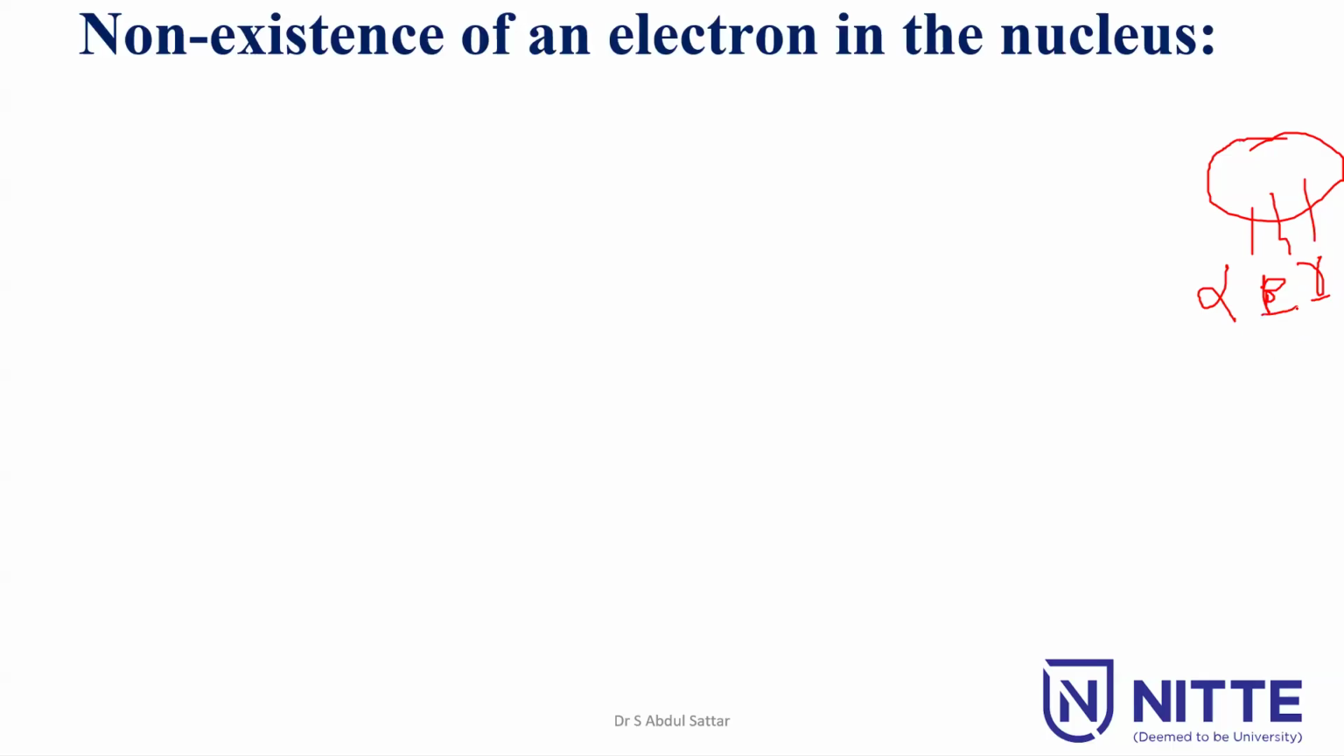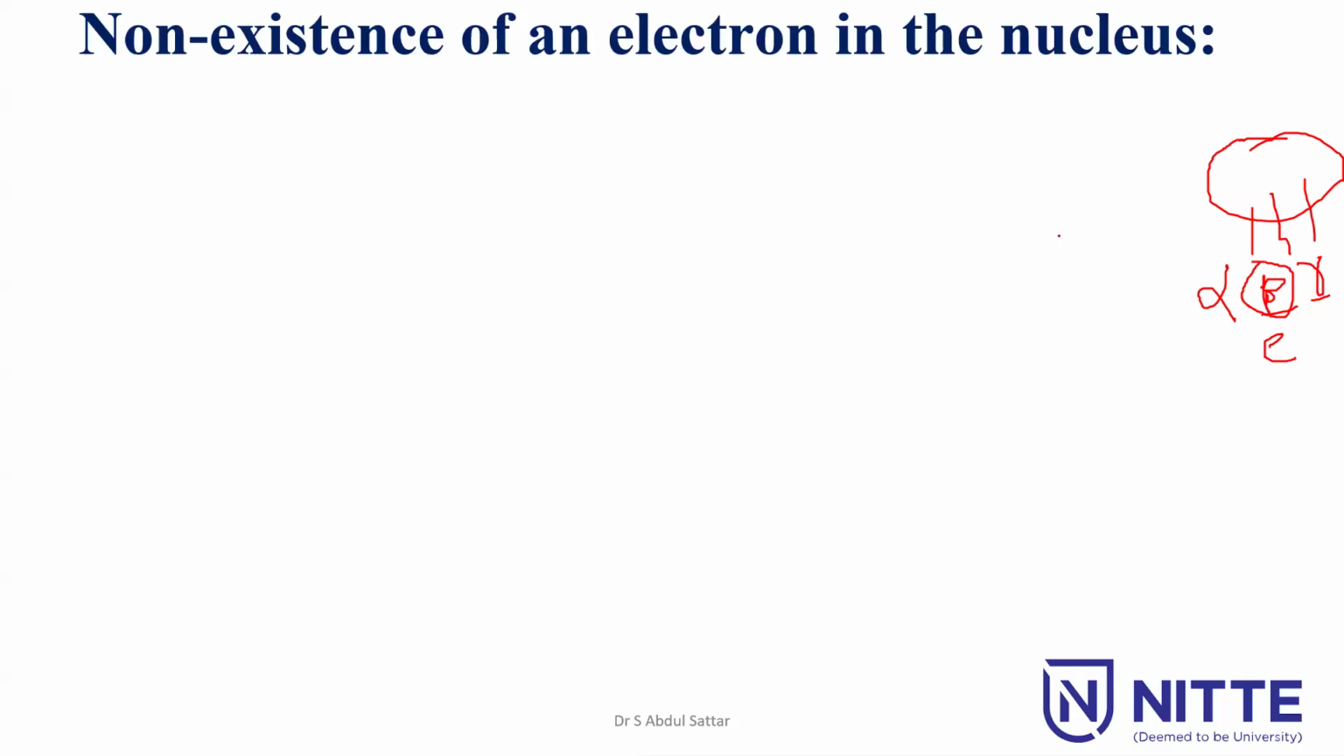But beta particles are nothing but electrons. If electrons do not exist, how can they come out of the nucleus? The beta particles coming out means electrons exist inside the nucleus. But the Heisenberg uncertainty principle proved that electrons do not exist inside the nucleus. If electrons do not exist inside the nucleus, how are beta particles coming? That we will discuss at the end.